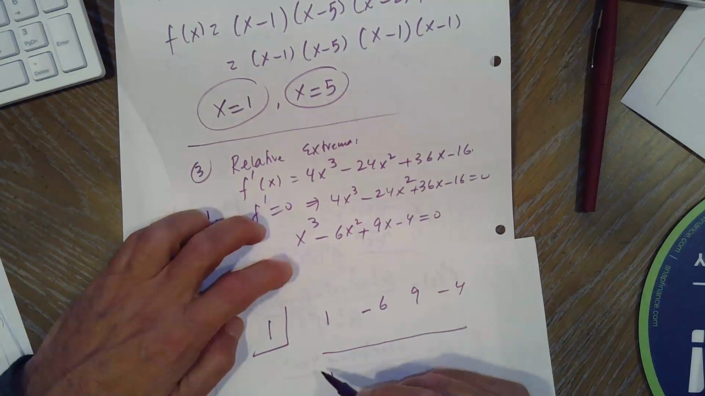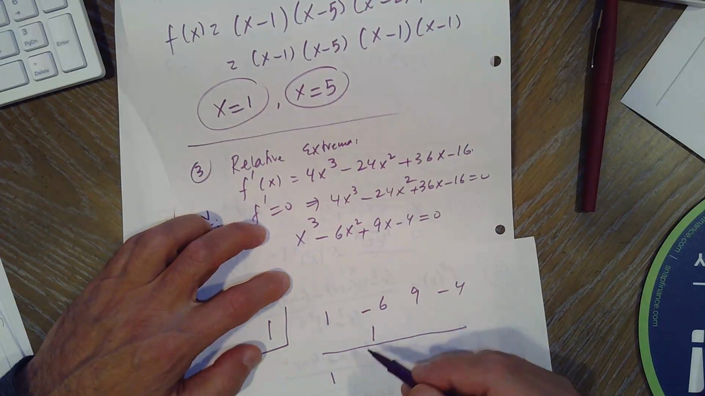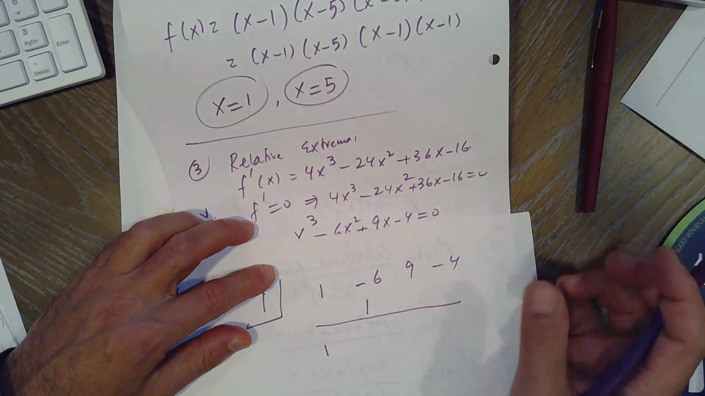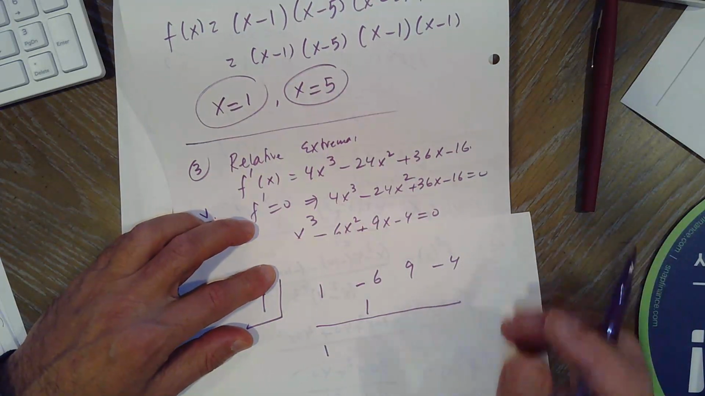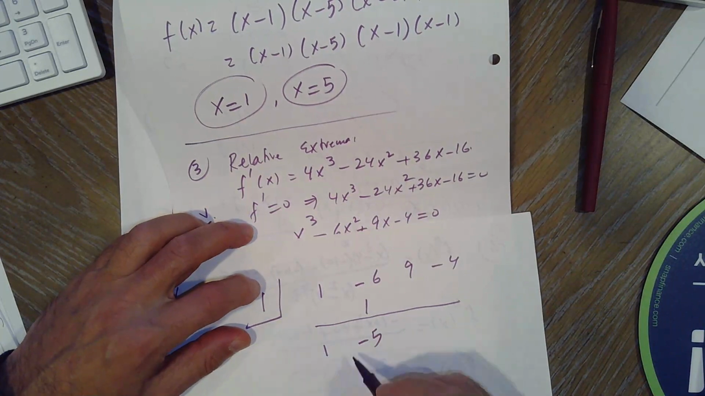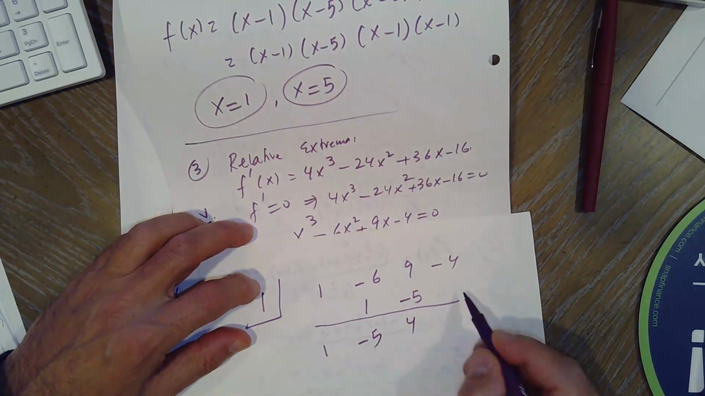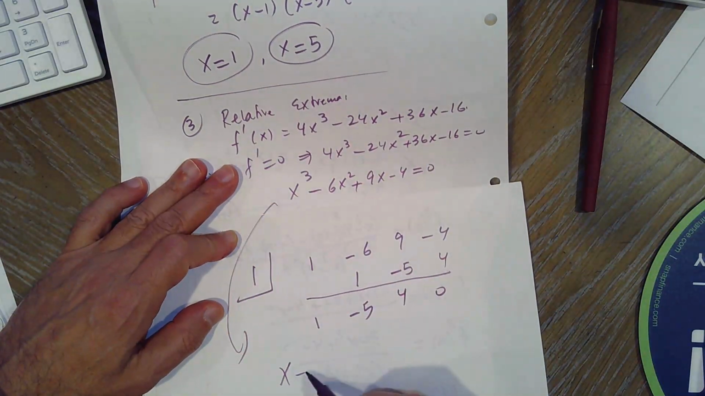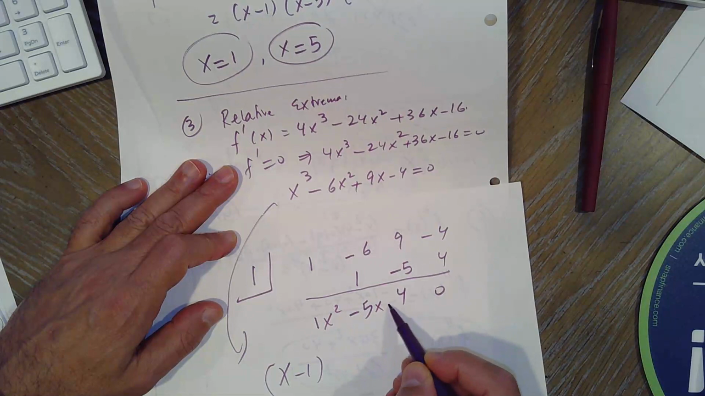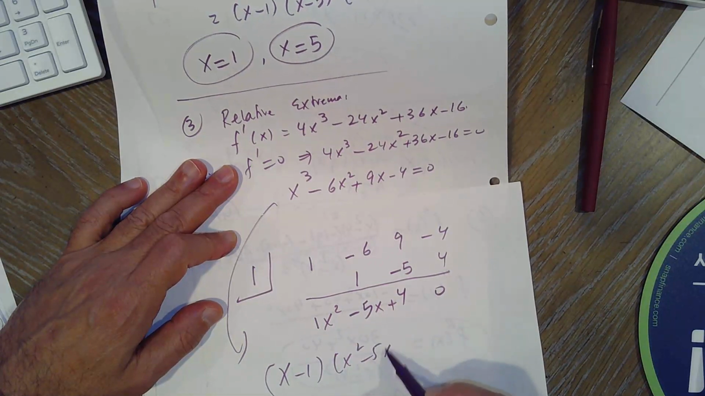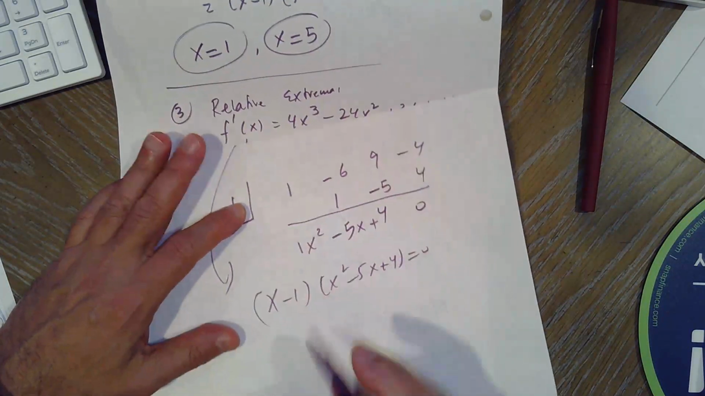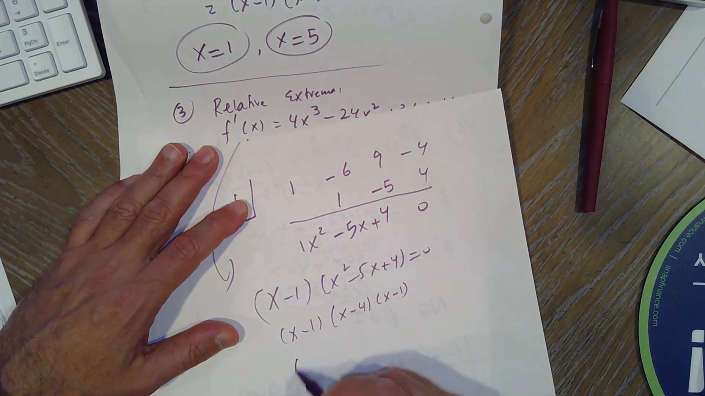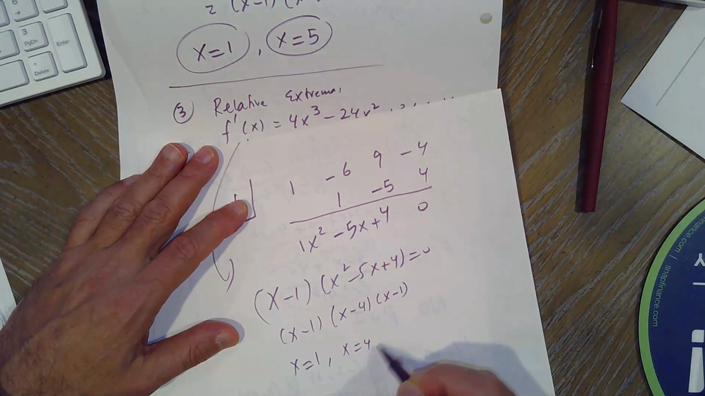Drop the 1 down. 1 times 1 is 1. If you forgot synthetic division, I have a handout. It's posted on D2L under the handouts. It's negative 5. 1 times negative 5 plus 9 is 4. So 1 is a zero. So x minus 1 is a factor, and this is my other factor: x squared minus 5x plus 4. So this factors into x minus 4, x minus 1. So we have x equals 1, x equals 4, and x equals 1 again.